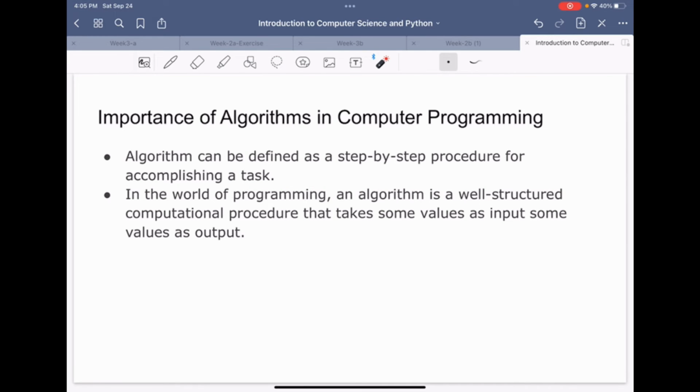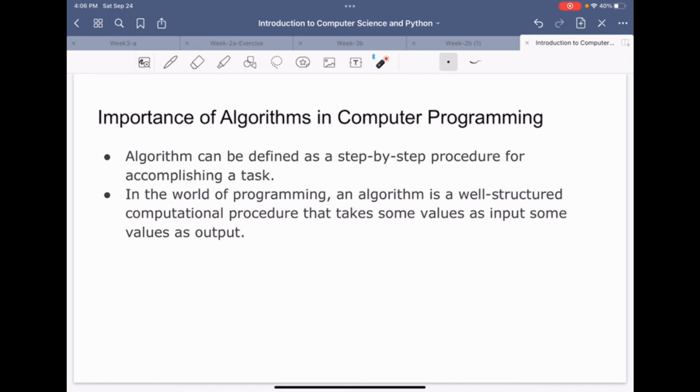If you write a program without an algorithm, it would be difficult for you to trace the execution of the program. So it is important for beginners to know how the program will behave and how they are supposed to write algorithms, because an algorithm will let you know what inputs you are supposed to provide to your program, and what output you expect the computer to present to you. So an algorithm is a step-by-step procedure for accomplishing a task.